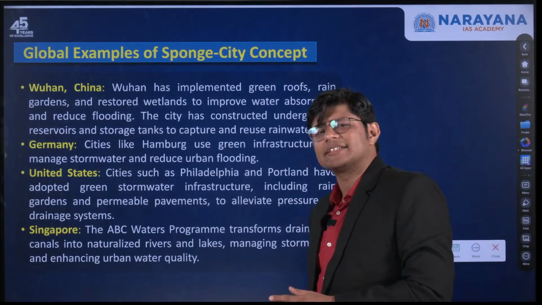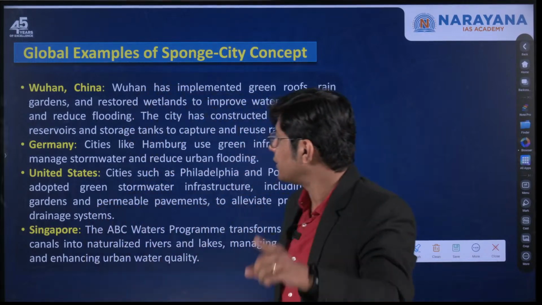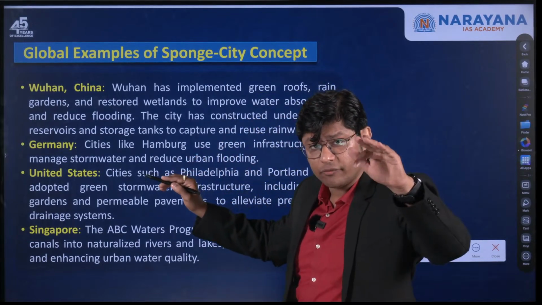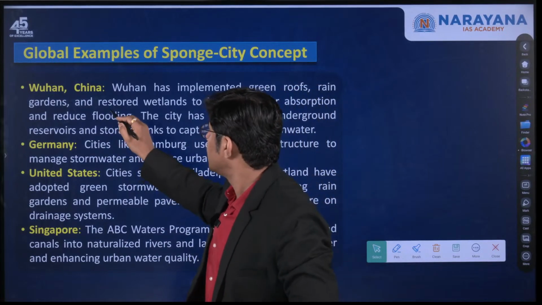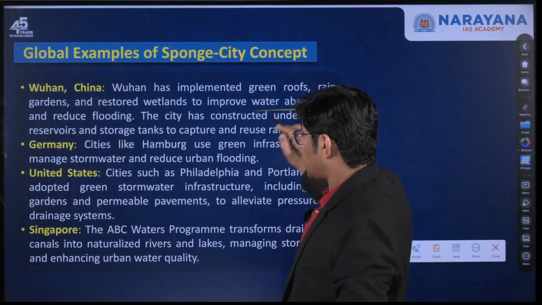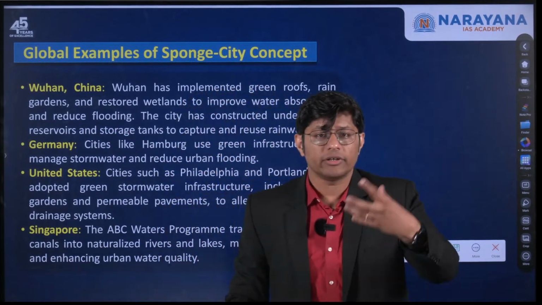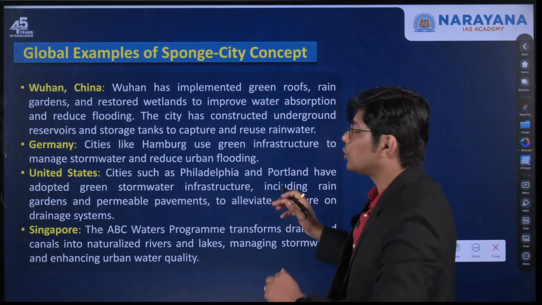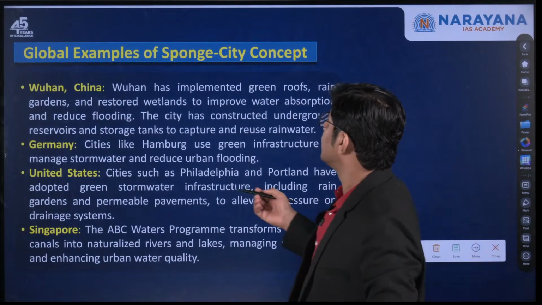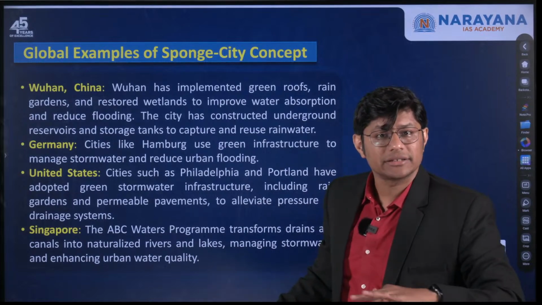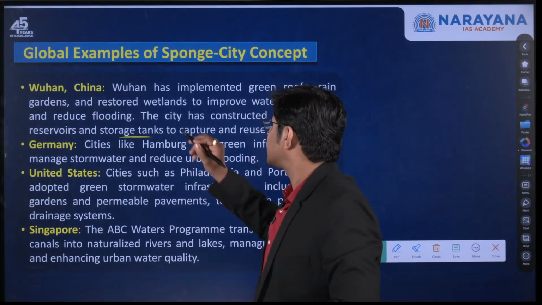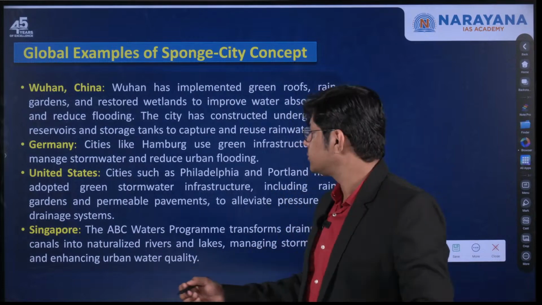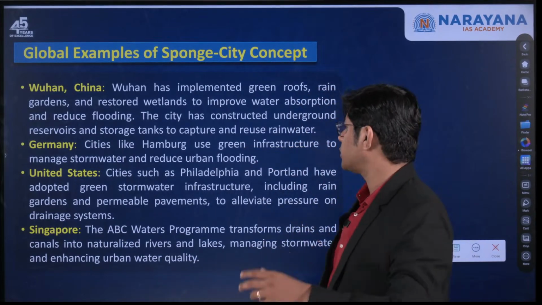Now again, these are the examples that you should mention. China, a developed nation, has implemented green roofs which store the water, rain gardens and restored wetlands to improve water absorption and reduce flooding. When the water is getting absorbed, the runoff gets reduced, right? Which leads to reduced flooding. This city has constructed underground reservoirs to store the water and storage tanks to capture and use rainwater. Then cities like Hamburg in Germany use green infrastructure to manage stormwater and reduce urban flooding.